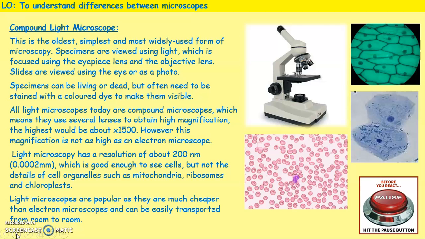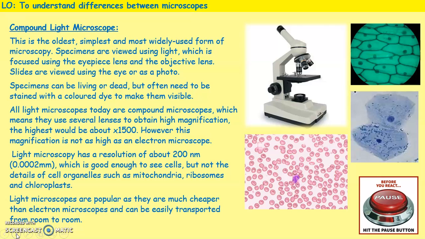So, compound light microscopes, the ones we have in school, are the oldest and simplest and most widely used form of microscopy. Specimens are viewed using light, which is focused using the eyepiece lens and the objective lens. Slides are viewed using the eye or as a photo connected to a computer. The specimens under a light microscope can be living or dead, but they often need to be stained with a coloured dye to make them visible.